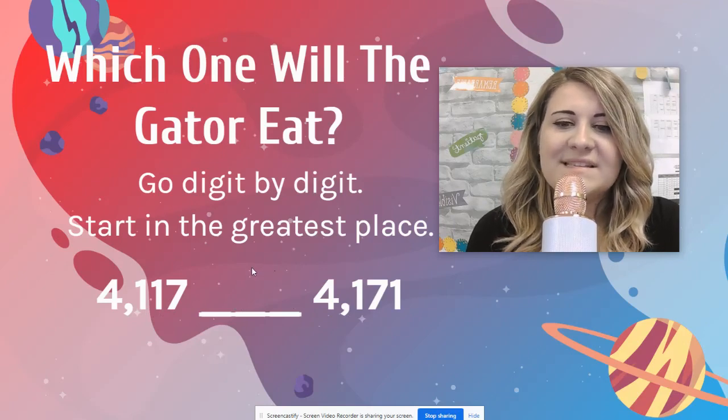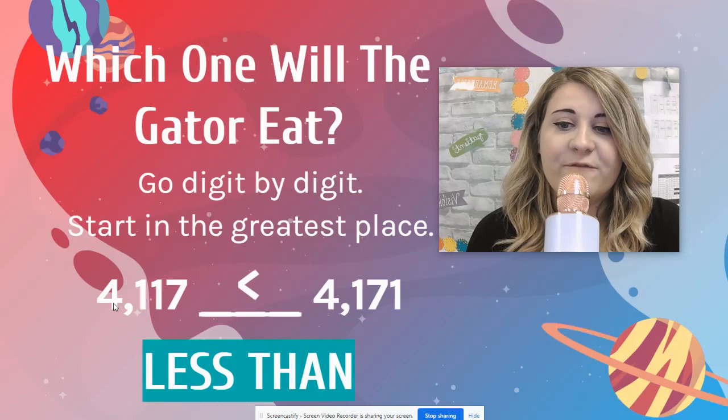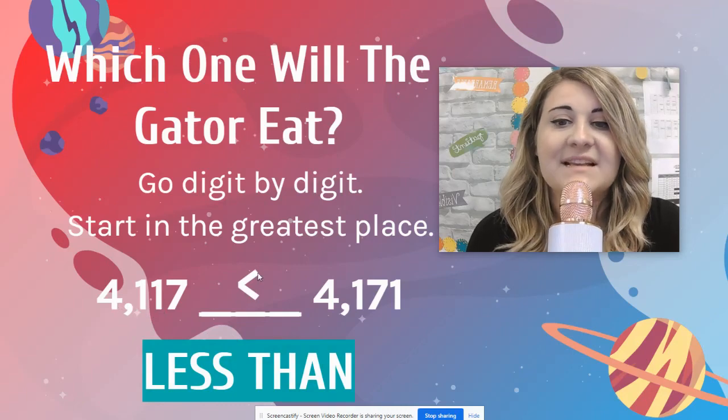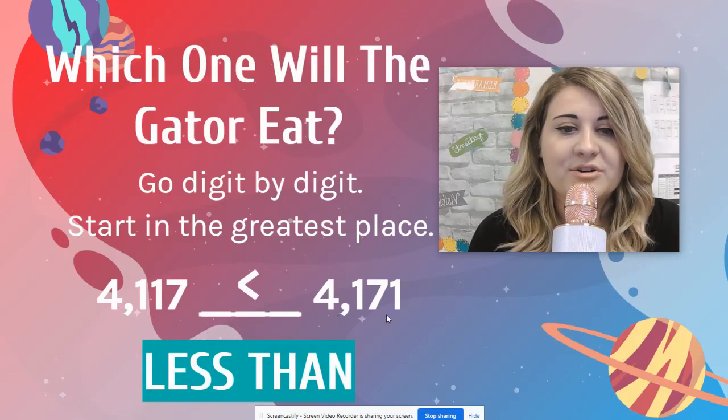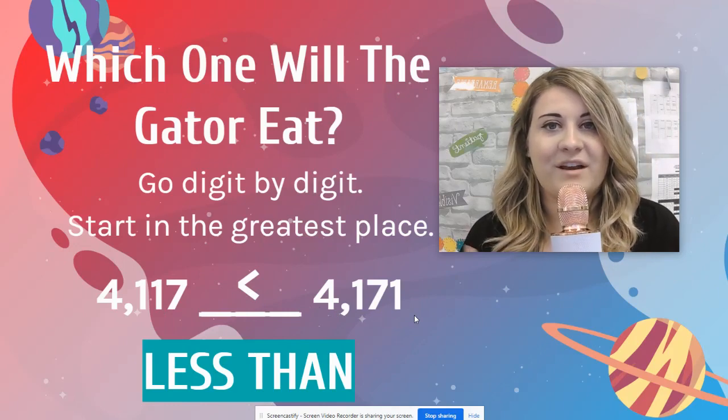Think to yourself, what symbol is going this way? It looks like an L. It's less than. It is the less than symbol because 4,117 is less than 4,171. Okay? So I hope this video helped explain some of comparing numbers.